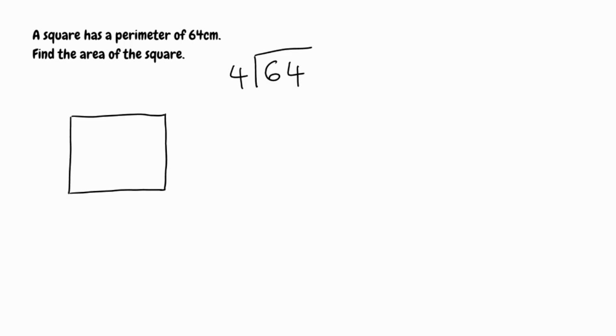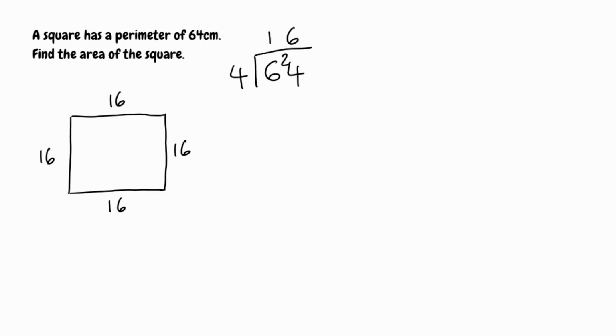So we're trying to do 64 divided by 4. To begin with, how many times does 4 fit into 6? Well, that'll fit in once with a remainder of 2. And then how many times does 4 fit into 24? Well, that'll fit in 6 times exactly. So that means the sides of our square all have a length of 16 centimetres.